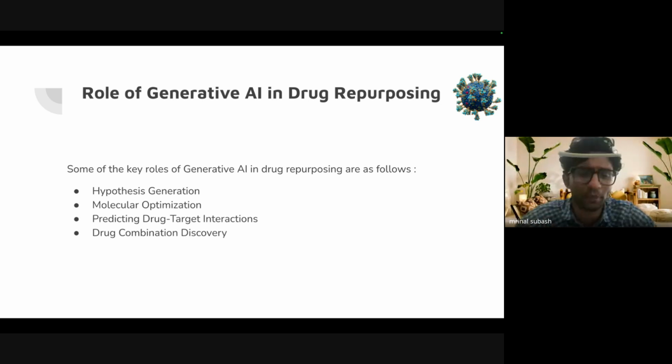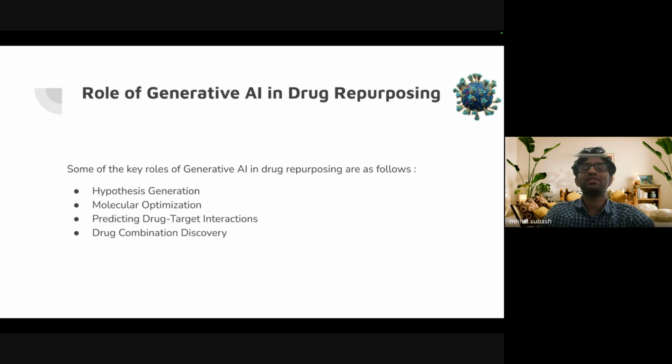Another thing is molecular optimization. AI can modify existing drugs to improve their efficacy or reduce side effects for new indications. When you see these existing drug molecules, we are repurposing and optimizing these molecules to target a certain disease in a way that could reduce the side effects for the new indication.